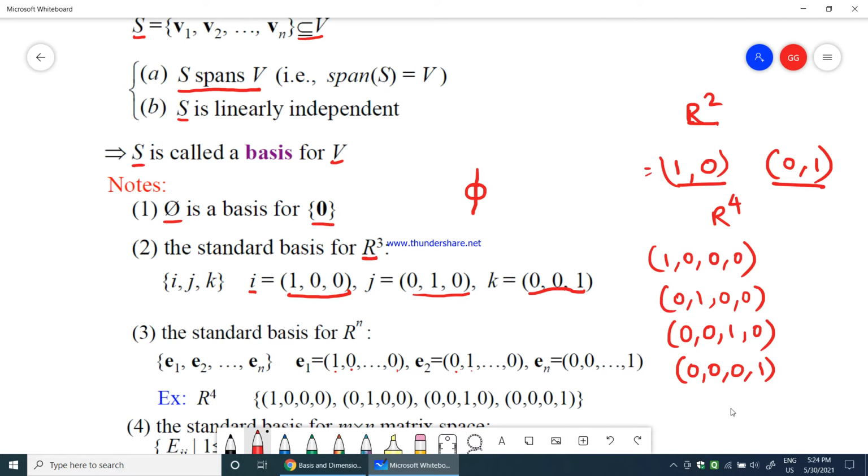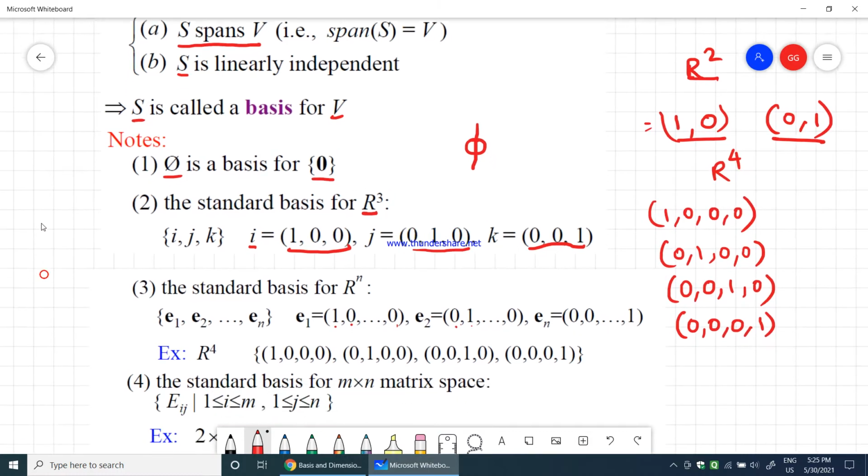In general, for R power n, E1 is 1 followed by n minus 1 zeros, in E2 the second element becomes 1, in E3 the third element becomes 1, in E4 the fourth element becomes 1, and so on, until in En the nth element becomes 1. That is the standard basis that we see.